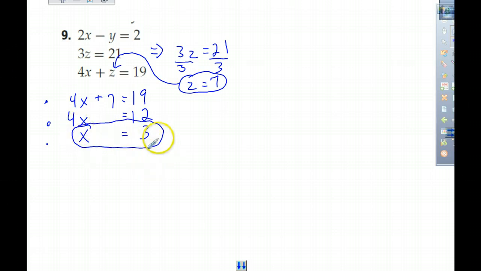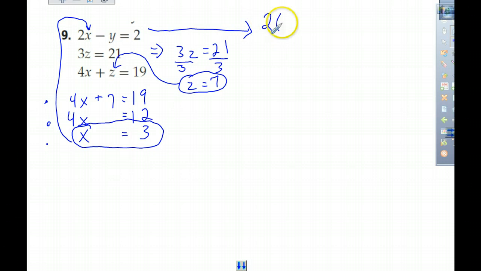And now, the one equation we haven't used happens to have an x. So we can go here and say 2 times 3 minus y equals 2.